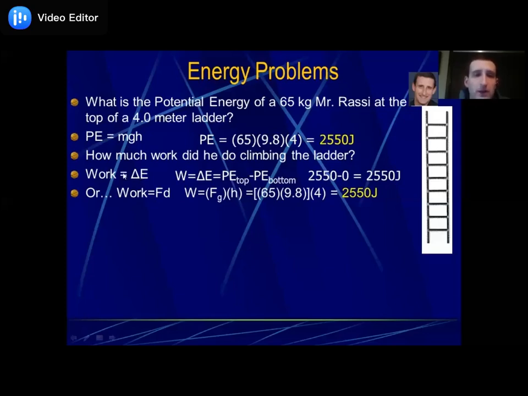So we got the work both ways. We got work by doing change in energy. We got work by doing force times distance. They came out to be the same number, the correct number. So what was his potential energy on top of the ladder? We did that. How much work did he do climbing the ladder?